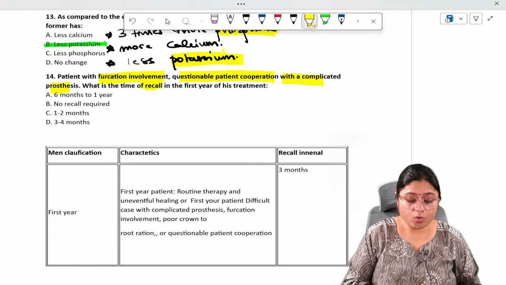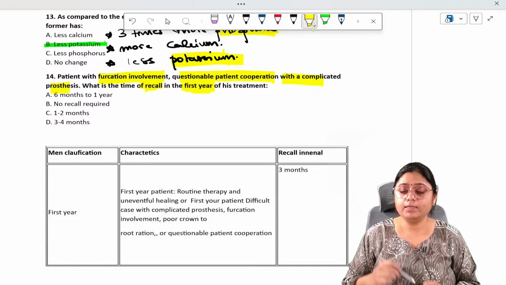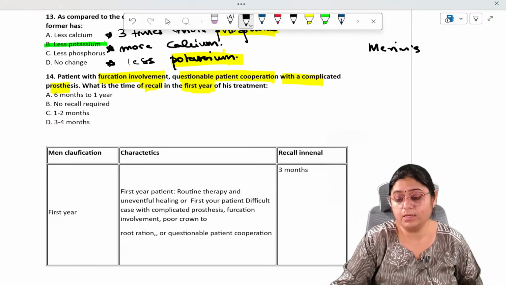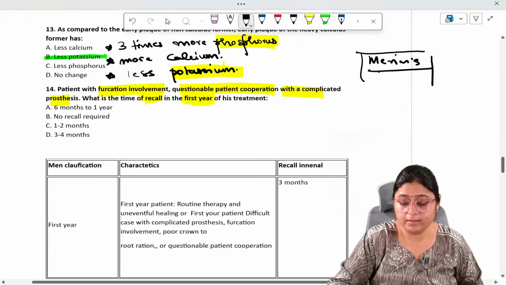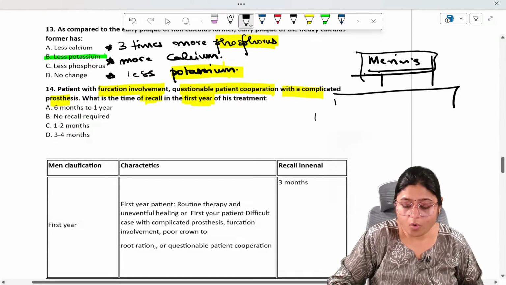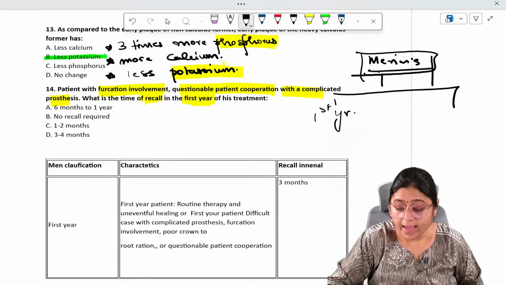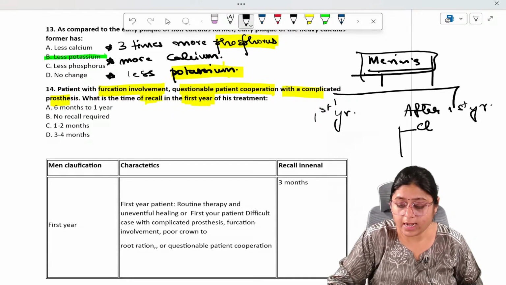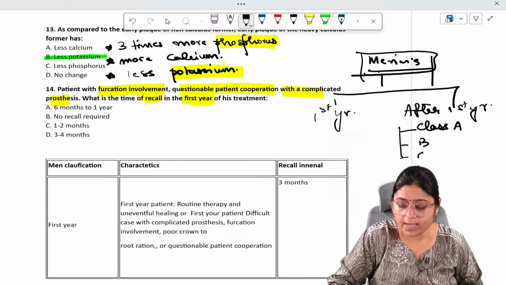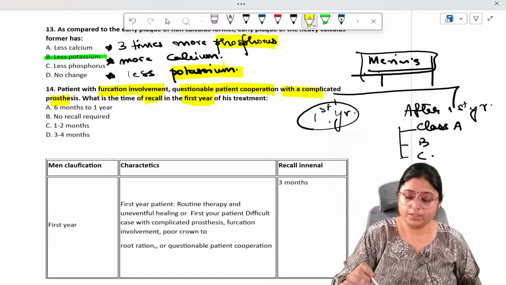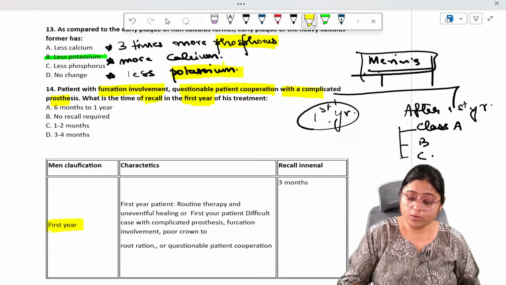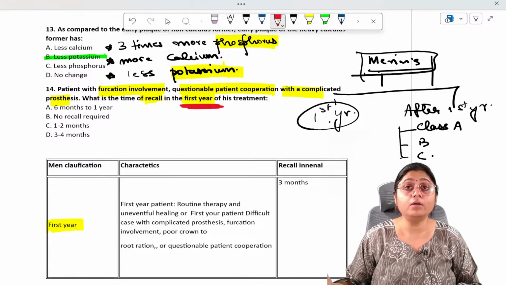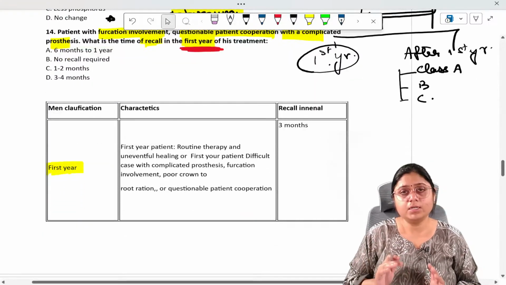What is the time of recall in the first year? So remember guys, Merin's classification, I have told this many times, Merin's has divided the recall into recall of the first year and after the first year. After the first year, there are class A, B and C. In the question, they have clearly asked about the first year of his treatment. What will be the recall interval? In the first year, it is very easy to remember.